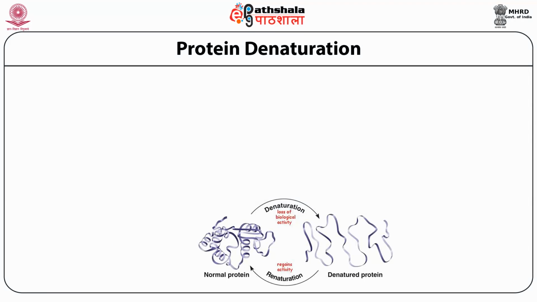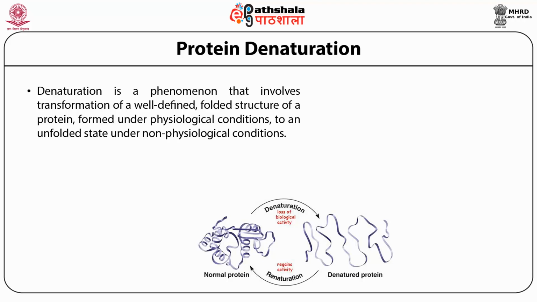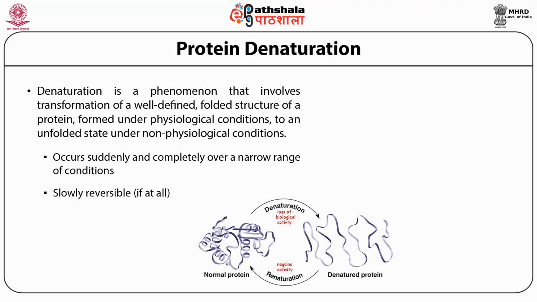We talk about protein denaturation. Denaturation is a phenomenon that involves transformation of the well-defined folded structure of a protein formed under physiological conditions to an unfolded state under non-physiological conditions. It occurs suddenly and completely over a narrow range of conditions, and sometimes it is reversible. You can see here the structure of normal protein and the structure of denatured protein, and these two forms are reversible under certain conditions.